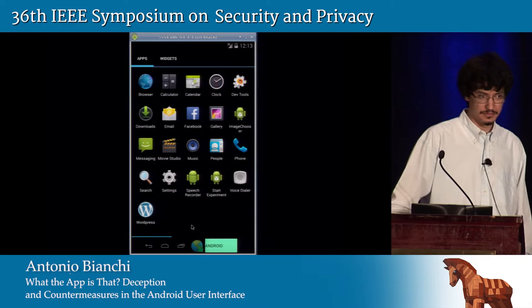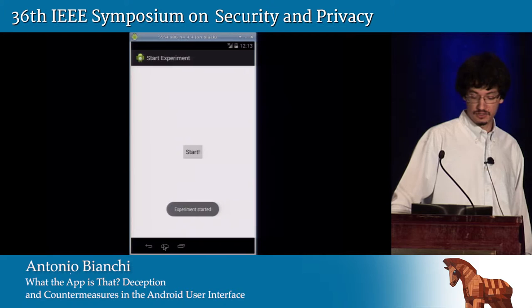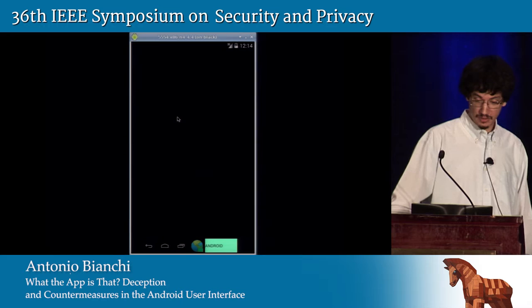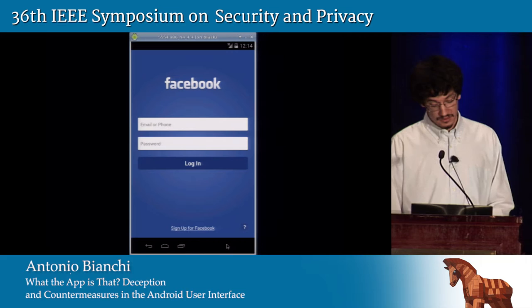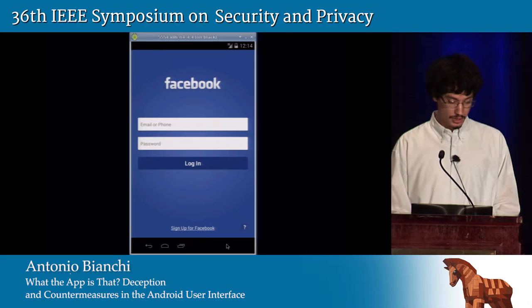Here we are. Okay. So the attack application now is going to background. The user tries again to interact with Facebook. The malicious application is covering Facebook again, but now the user can at least understand that this window is not from Facebook anymore, by noticing the absence of any security indicator on this window.